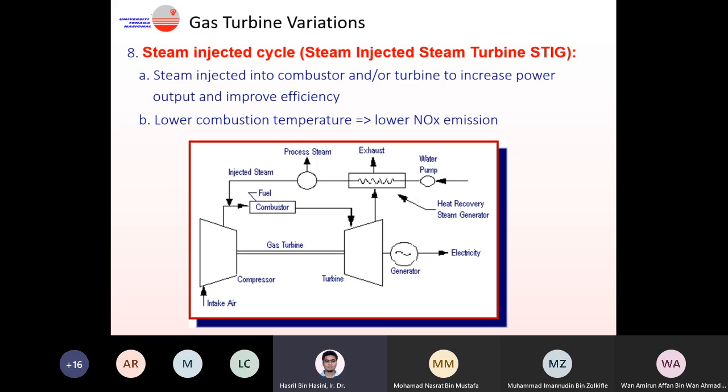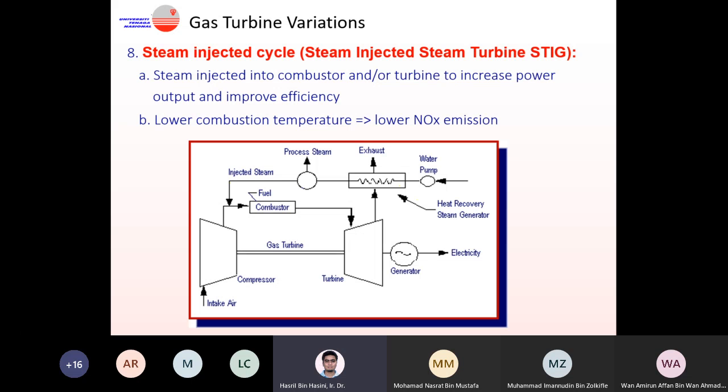The other advantage is that when you inject water into the combustor, or when you inject steam, you are reducing the flame temperature. Okay, if the flame temperature is 1,800, you are producing the maximum amount of nitrous oxide, NOx. So if we can reduce the flame temperature to lower than 1,800, for example, the amount of NOx is actually reduced.